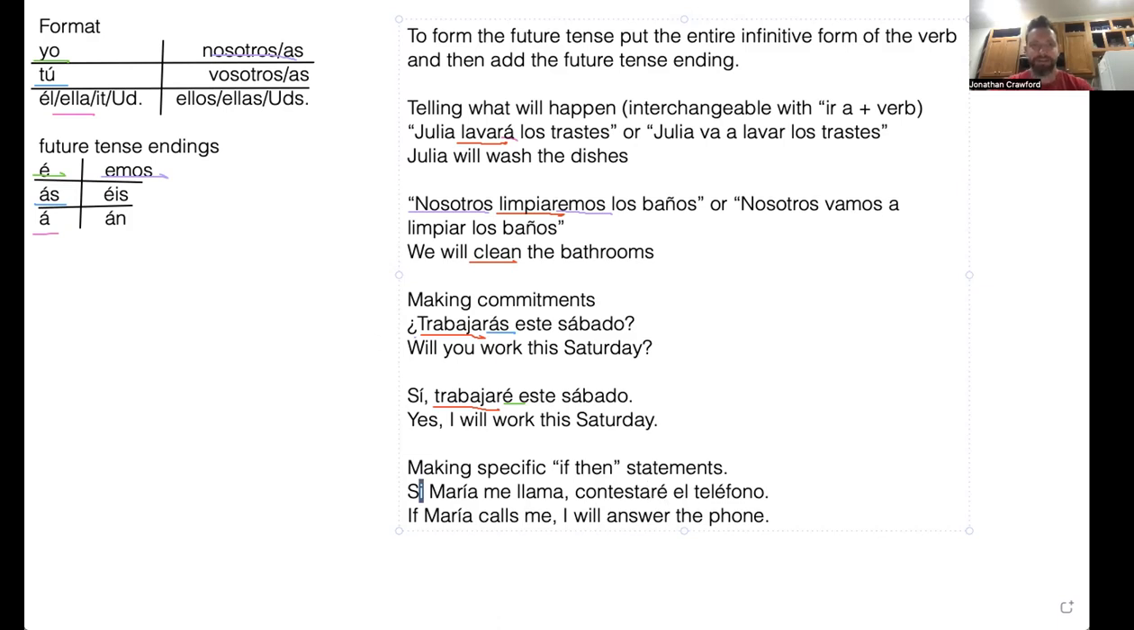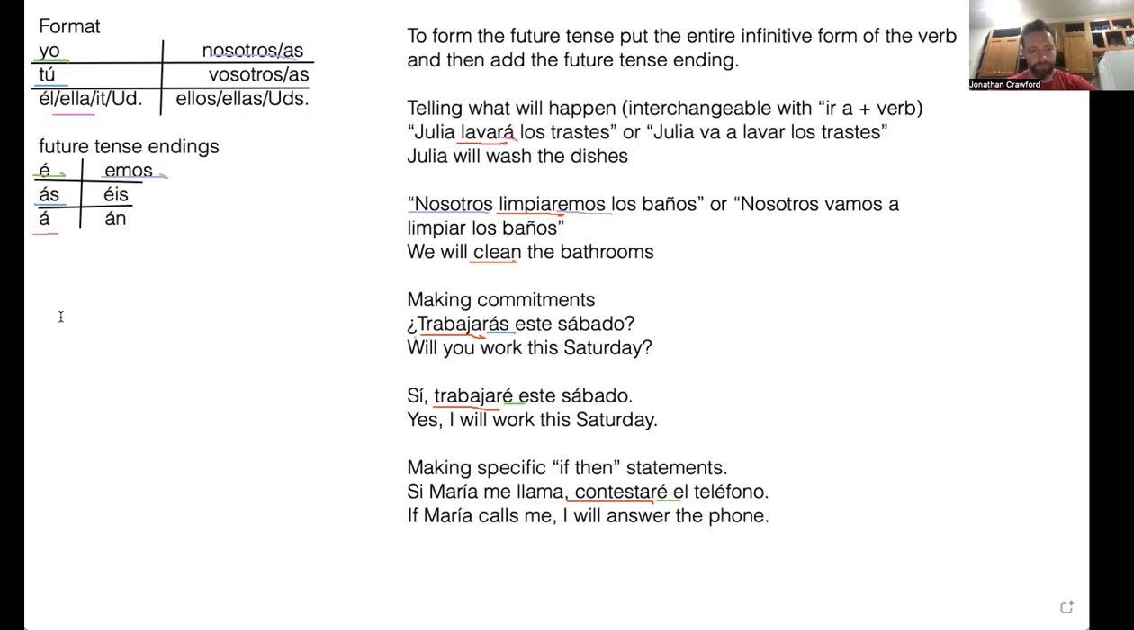Contestaré. Well, that's the yo form. Remember, contestar is the infinitive form of the verb, the unconjugated form. Contestaré, the é part, is what tells you that it's the future tense yo form. Yo meaning I. I will answer el teléfono, the phone. Si María me llama, if she calls me, contestaré, I will answer.